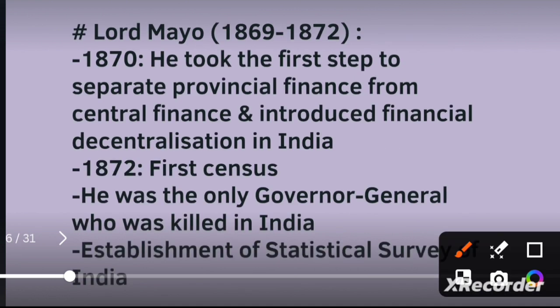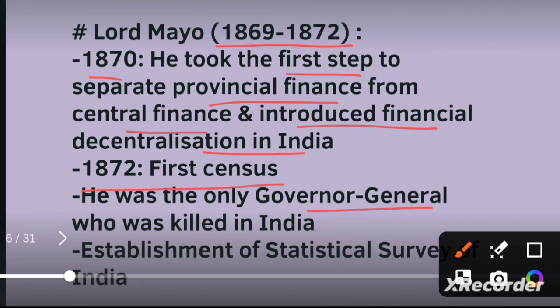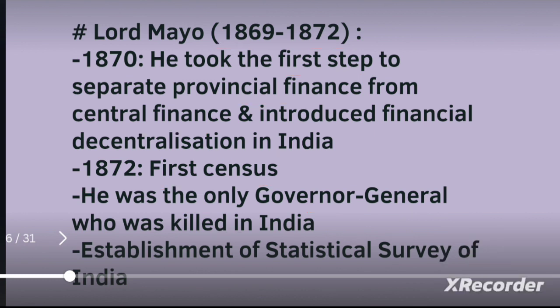Lord Mayo, 1869 to 1872. 1870, he took the first step to separate provincial finance from central finance and introduce financial decentralization in India. 1872, first census. He was the only Governor General who was killed in India. Establishment of the Statistical Survey of India.